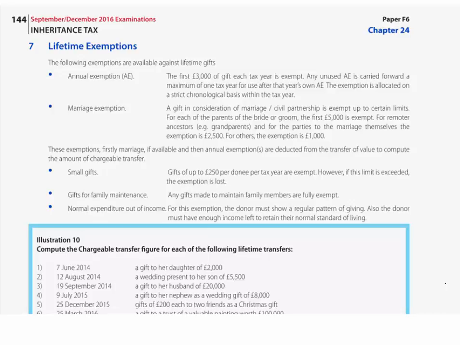Now, once we've done the lifetime transfers chargeable when made computation, we can then look at the lifetime transfers chargeable on death computation. How do we deal with it? Look at the date of death, go back 7 years, and then start to list out from the earliest first and then onwards the CLTs or PETs that took place within the 7 years before death. We then use the nil rate band in force at the date of death, and once it is used up, any remaining balance of chargeable transfer is going to be taxed at 40%.